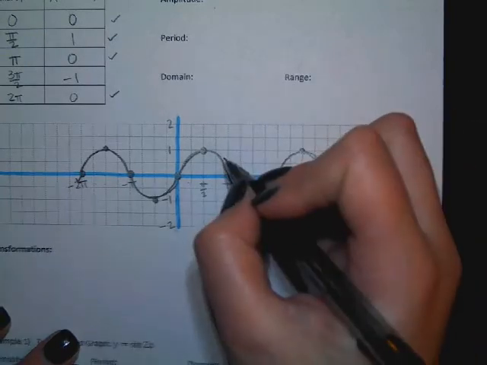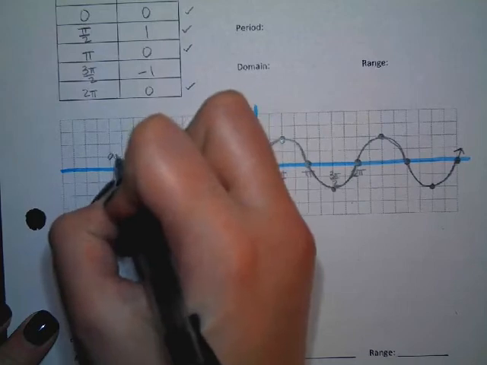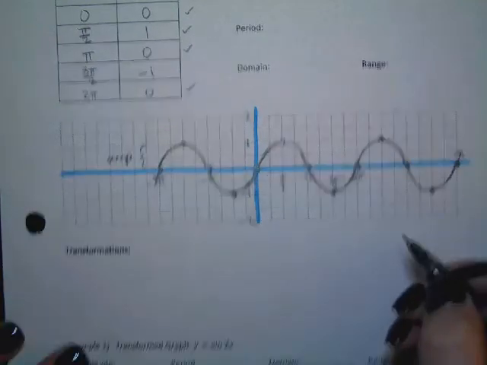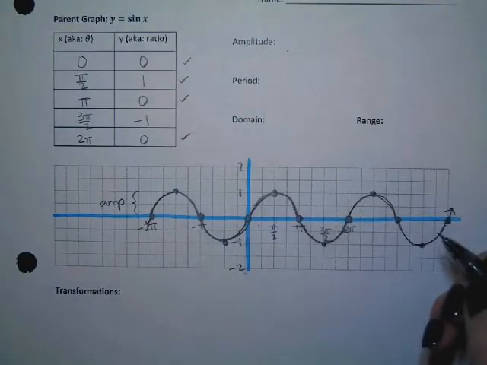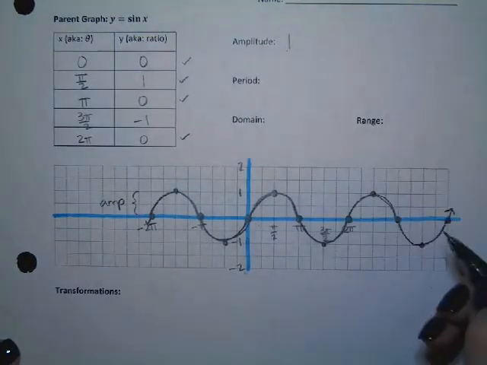Okay, so the amplitude is how far it goes up from the middle or down from the middle. So this one, I'm going to go ahead and label it right here. This is the amplitude. So the parent function, y equals sine x with no transformations happening to it, has an amplitude of 1.